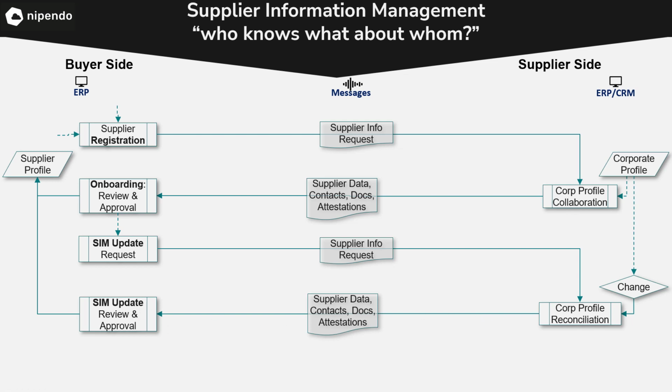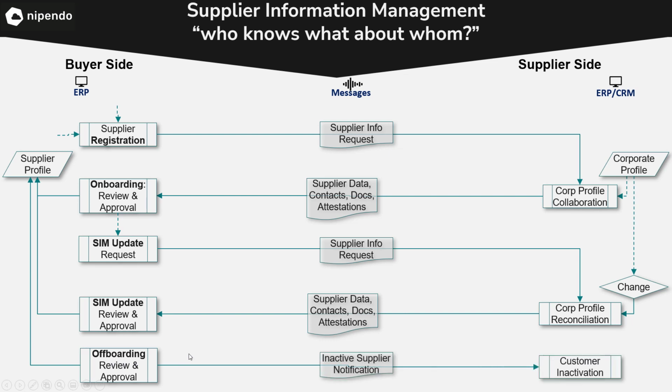The last thing that can happen is an offboarding, that is, making a supplier inactive in the buyer's system so that they can't do more business with them for whatever reason. That happens solely on the buyer side usually, but then needs to be communicated over to the supplier.